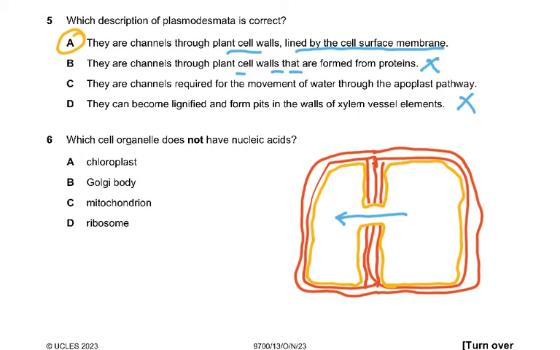Then question number 6. Which organelle does not have nucleic acids? Very easy, Golgi body. Chloroplast has circular DNA, mitochondria has circular DNA, ribosomes has ribosomal RNA. And that RNA is a nucleic acid. Nucleic acids are DNA and RNA.